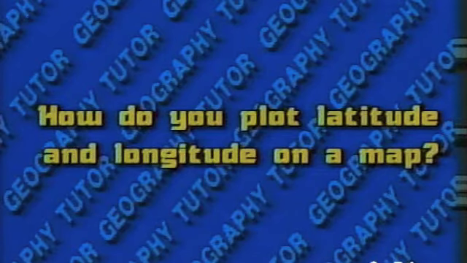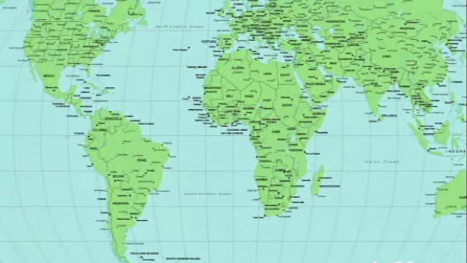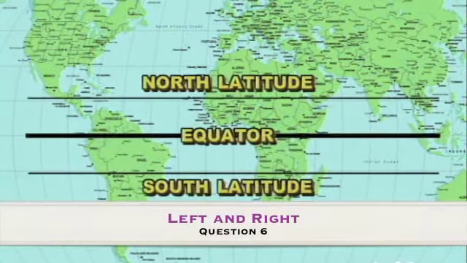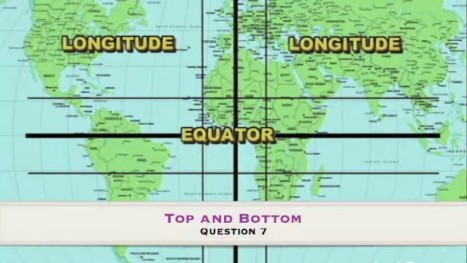How do you plot latitude and longitude on a map? By plotting latitude and longitude, you can locate where places are on a globe or a map. The latitude lines are the lines on the map that are parallel to the equator. The numbers of these lines are located at the sides of the map. The longitude lines going north and south have their numbers along the top and the bottom of the map.